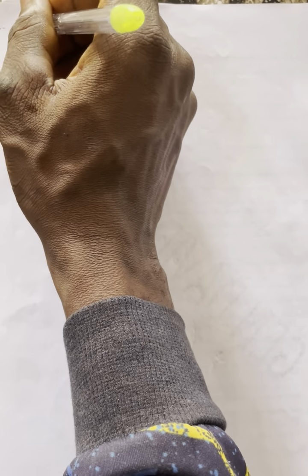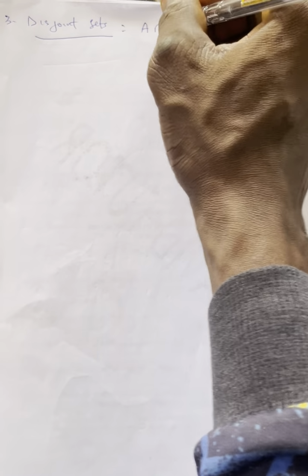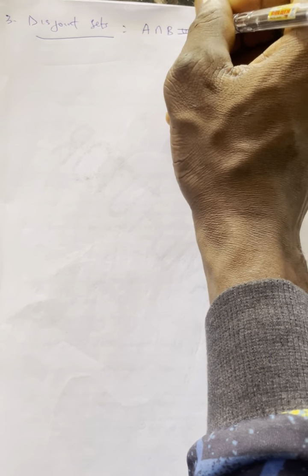And if you are talking about the third one, we talk about the disjoint set. Now, what is a disjoint set? Disjoint sets are sets that do not have anything in common. That is, A intersection B: they don't have anything in common. So their intersection is equal to what? 0. They don't have anything in common. A intersection B is equal to 0.